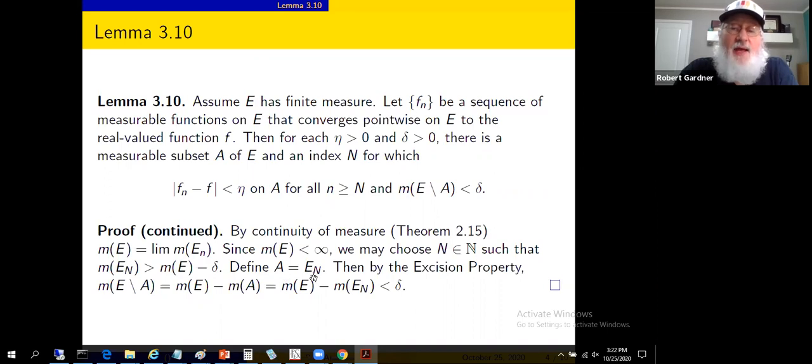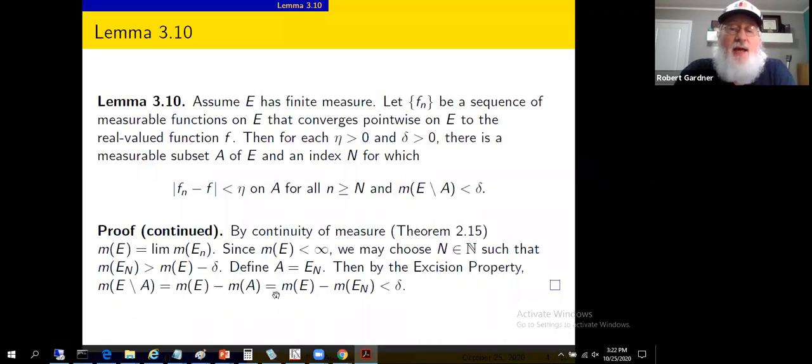Defining A in this way allows us to consider the measure of E set minus A. That's the last part of it. We want that to be less than delta. The excision property says, provided you're dealing with finite measure sets, and we are by hypothesis, the measure of the set difference is the difference of the measures, and they have to be nested. A is a subset of E, so we're good.